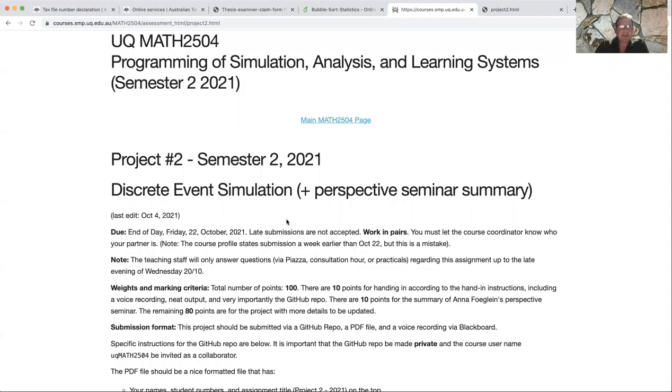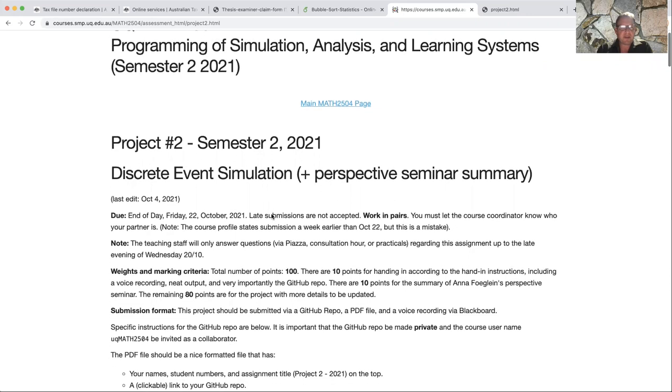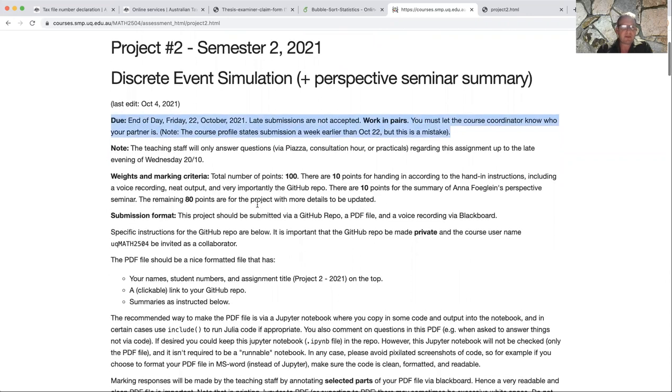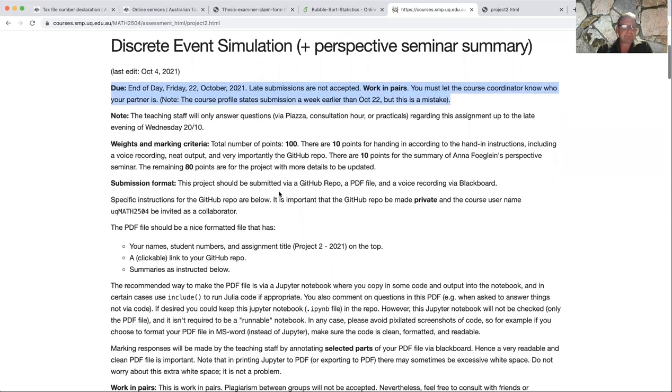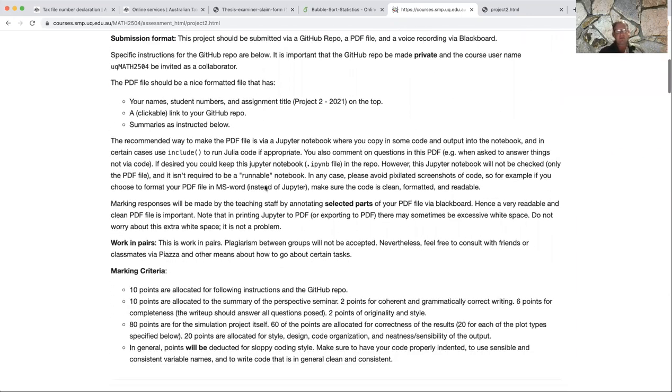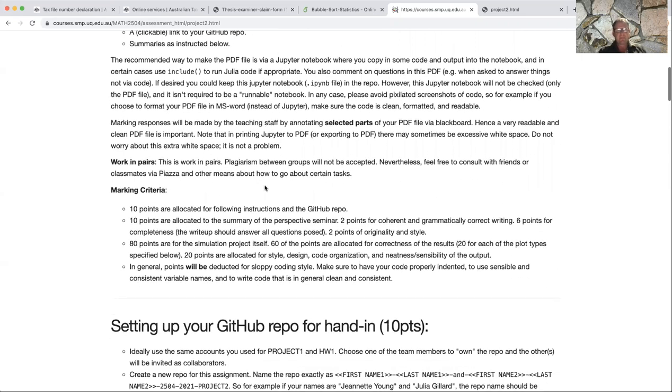Here is a little video just giving you a bit more information for project two, just a bit of a guided reading. Like a lot of our assessment, there's a lot of information. So here it is. Of course, you work in pairs. Submission format is pretty much just like project one, only this time you don't have a GitHub repo that you copy.